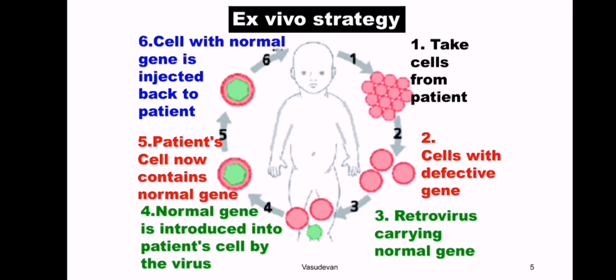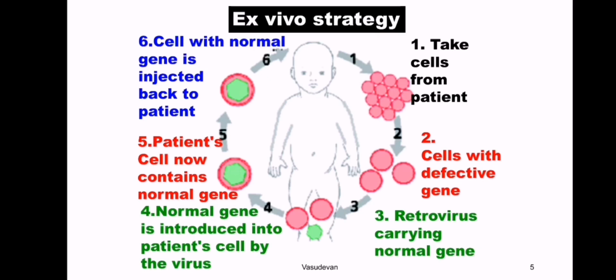Looking at the picture, first you have to take the cells from the patient, and the cells with the defective gene are now outside the body. Thirdly, the retrovirus carrying the normal gene is considered, which is the vector now, and it is cassetted with the normal gene, and that is ready and all set.